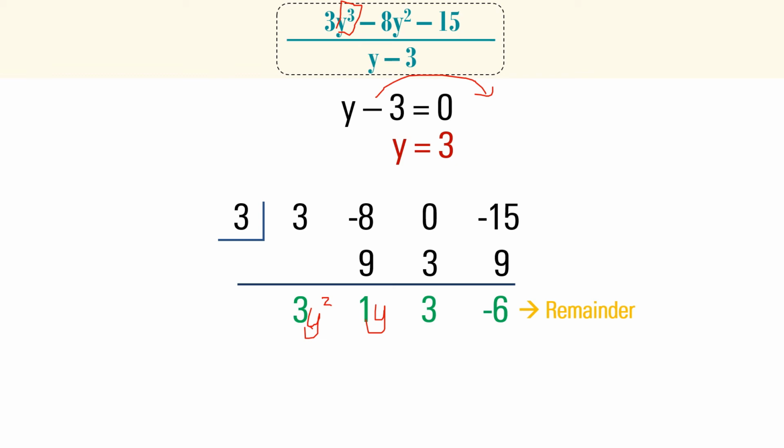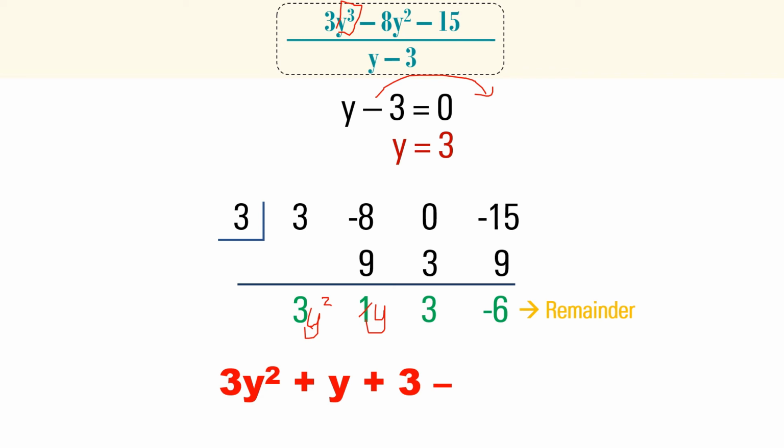Let's see in our final answer. So our final answer will be 3y squared. This one, we just copied it. And then 1y, if the coefficient of the variable is 1, we do not write 1 anymore. That's why we only have here positive y. Okay? We remove 1. Then positive 3, that's why we have here plus 3.